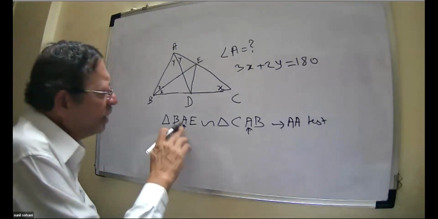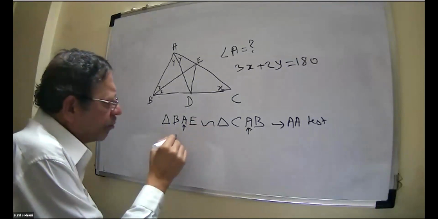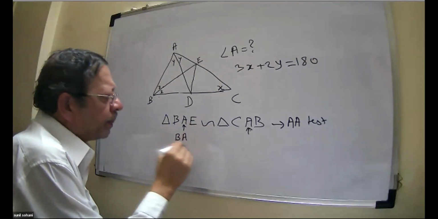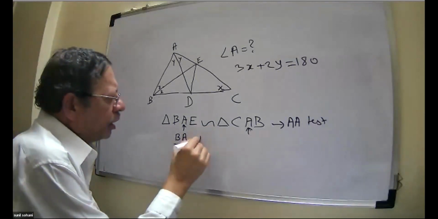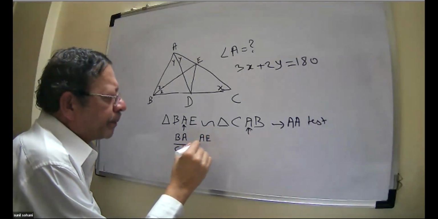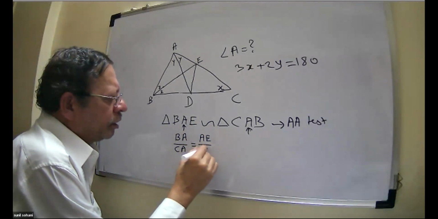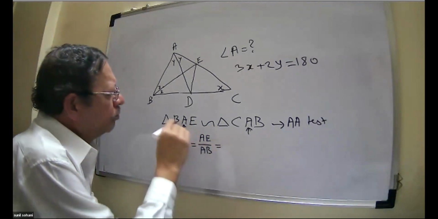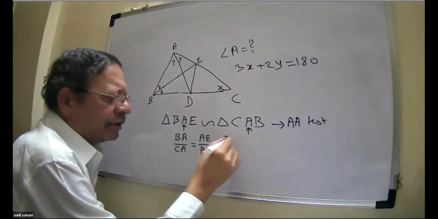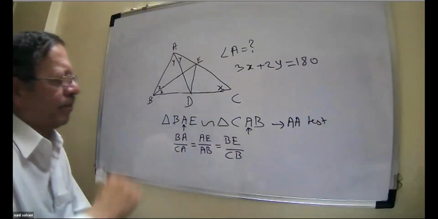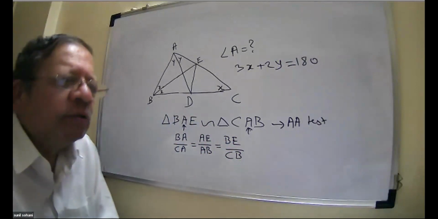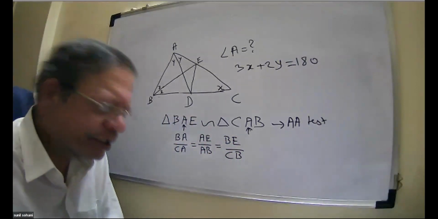Okay. So basically, in similar triangles, BA upon CA is also equal to AE upon AB, which is also equal to BE upon CB, the first and the last letter, because the sides are in proportion in similar triangles.